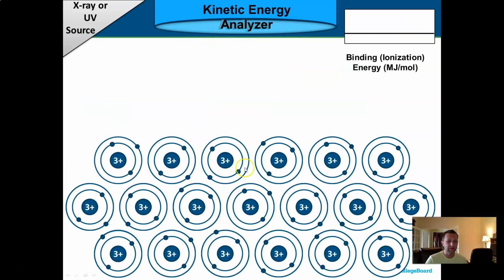So here is our sample down here. We have our X-ray or UV source right here, and we have our analyzer. Try to pay attention to the energy coming out, hitting some electrons here, and them going into the analyzer, and what happens over here with the spectra, like the readout. All right, let's watch. Okay, so that one missed. Not all the electrons go into the analyzer, but a lot of them do.